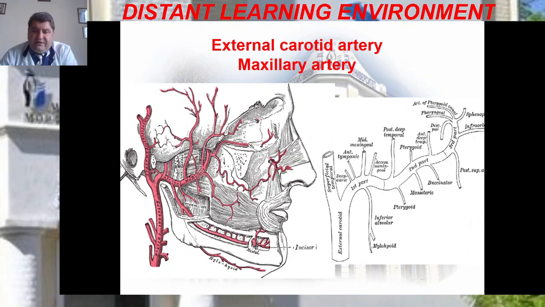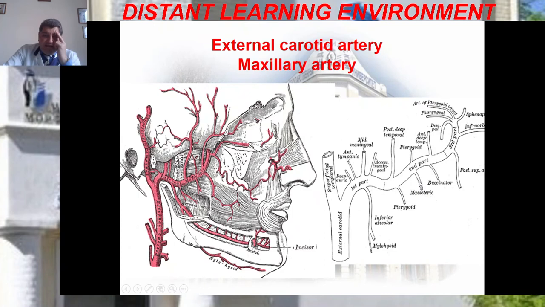This part of the maxillary artery gives branches for the masticatory muscles. You may see the posterior deep temporal and anterior deep temporal branches for the temporal muscle, posterior and anterior. Also you may see the medial and lateral pterygoid branches for blood supply of the medial and lateral pterygoid muscles.